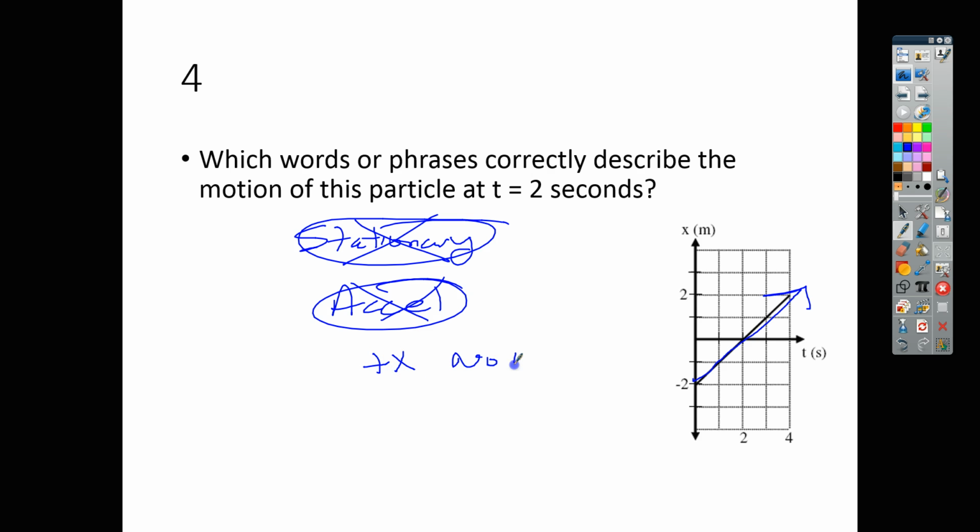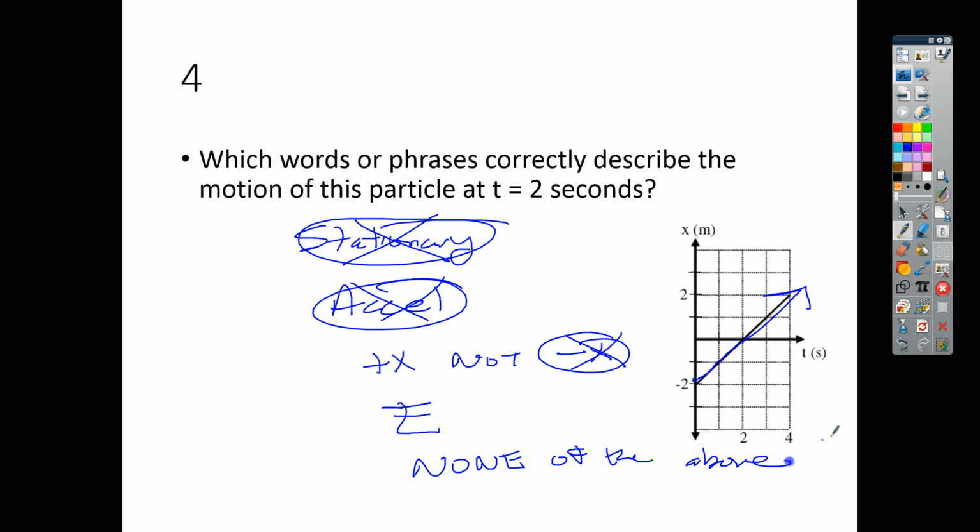It is not moving in the negative x direction. Okay, so when they say that moving in, they really mean moving towards. So it's moving towards the positive x direction. A and B would not be true, so the answer here is actually E, and that one, believe it or not, is none of the above.